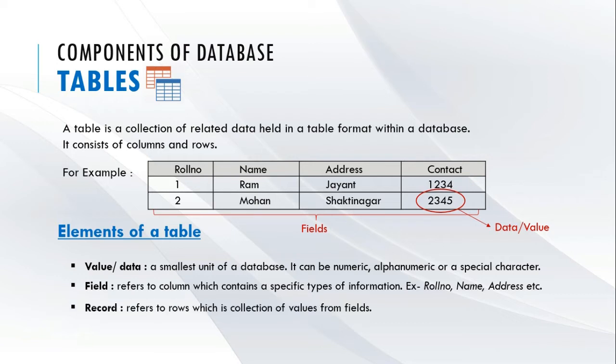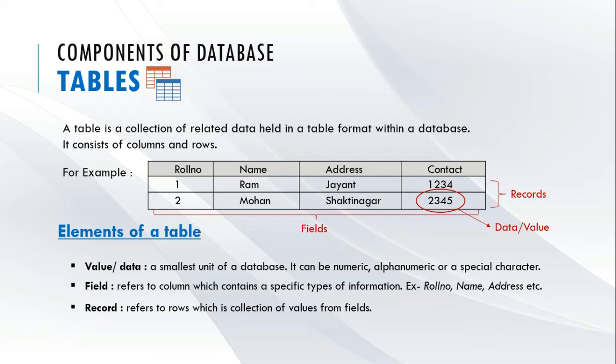The third is the record. A record refers to the row, that is a horizontal row, which is a collection of values from the various fields. So you can see these are the records. Roll number 1, Ram, Jayant, and 1, 2, 3, 4. This is the record of roll number 1. Similarly, row 2 is the record of roll number 2. So there are 2 records in this table.